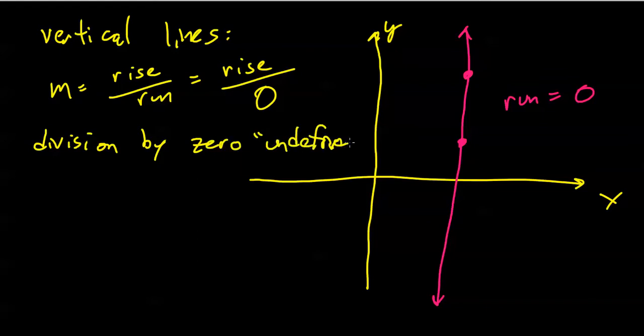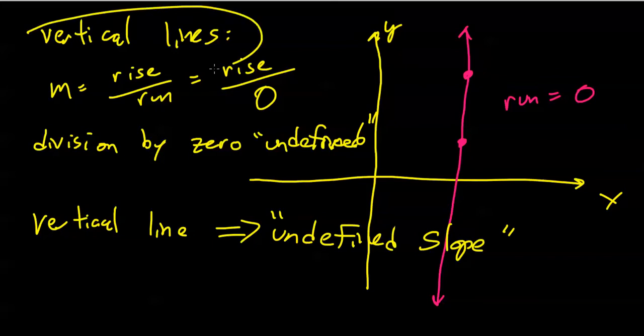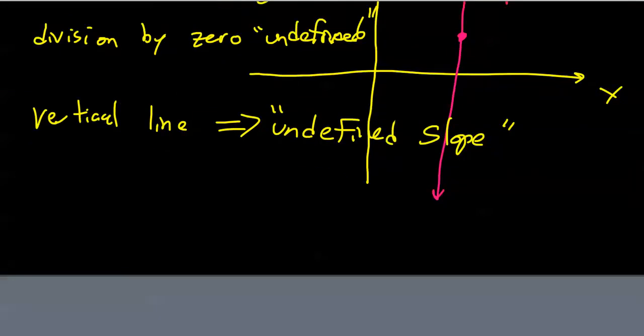Now, undefined is not a number. It does not live on the number line. So in the case of a vertical line, I'll say we have an undefined slope. Some books may say infinite slope, and I suppose that may be more descriptive. A vertical line is all rise. There is no run, hence the possible interpretation infinite slope. Alright? Get a fresh screen here.